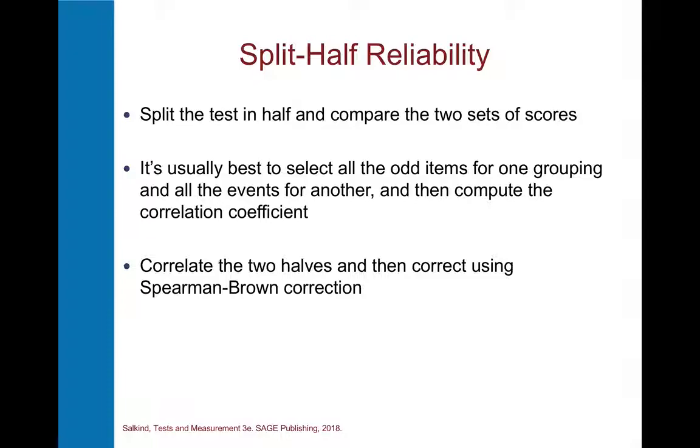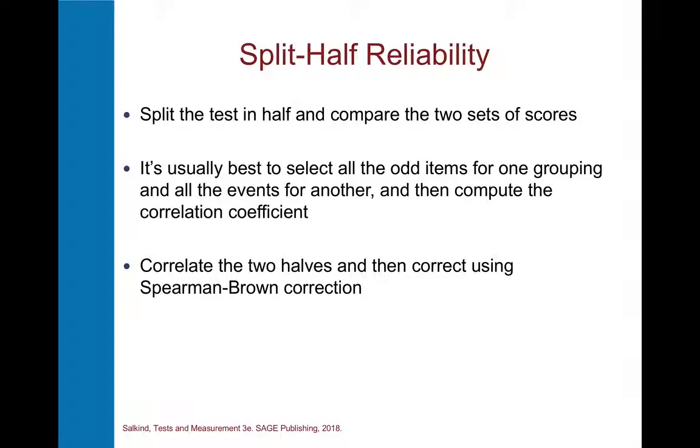But how do we split the test? It's usually best to select all the odd items and all the even items. So it's semi-random, not really random, but you're trying to make sure that there aren't any particular factors that may distinguish one group of items from the other.